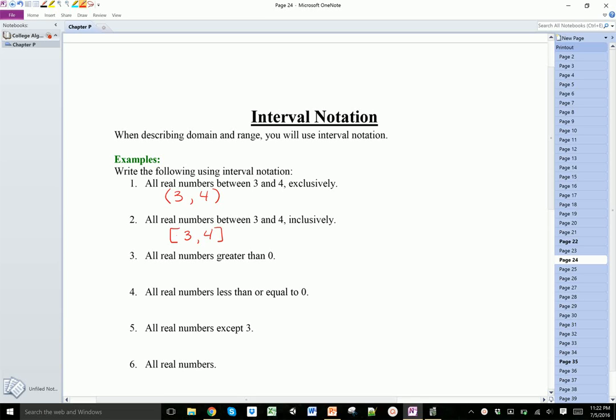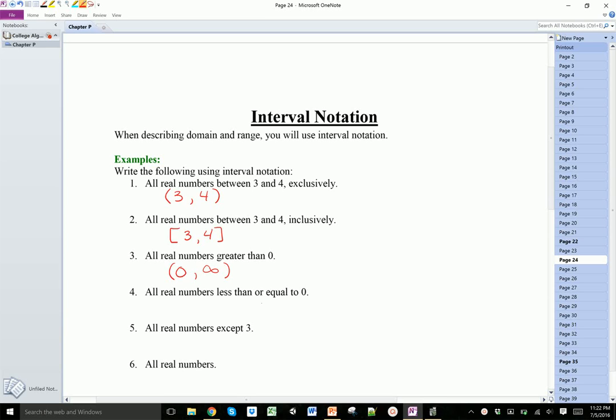If I wanted to show all real numbers greater than 0, that would not include 0, so it would start at 0 with a parenthesis because it's not included, and then it would go up to positive infinity, and you always want to put a parenthesis around the infinity symbol because you cannot put a bracket on it.